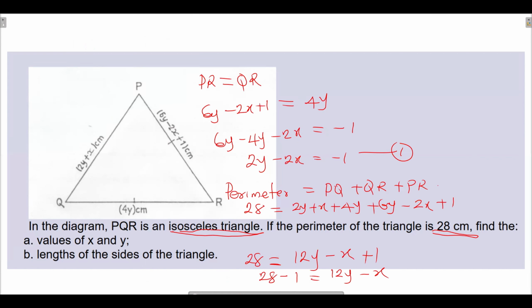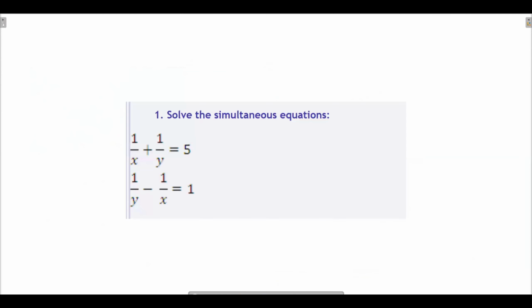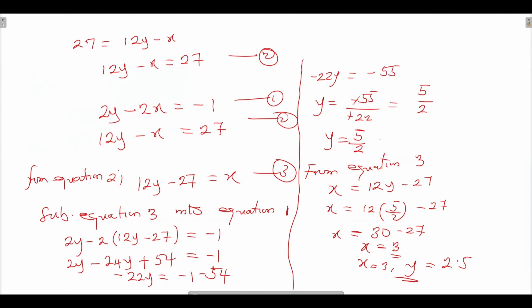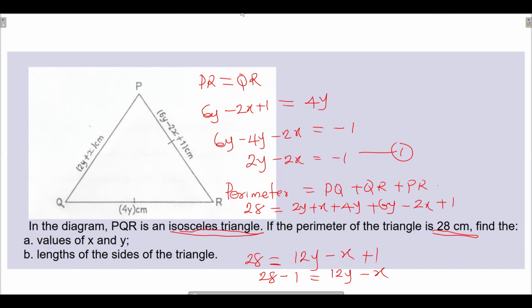Now the question says the length of the sides of the triangle. Now we are asked to find the lengths of the sides PQ, PR, and QR. PQ is 2y plus x.